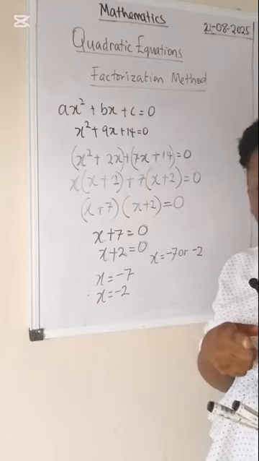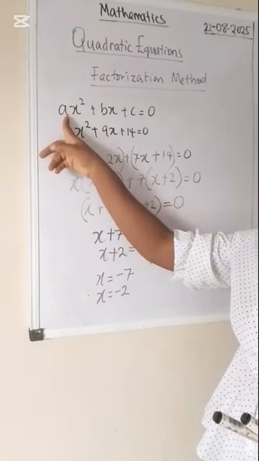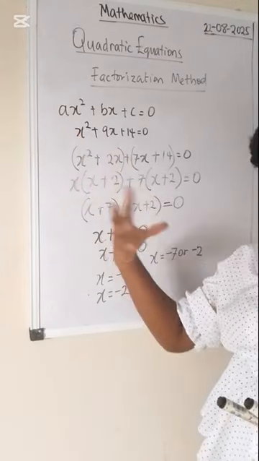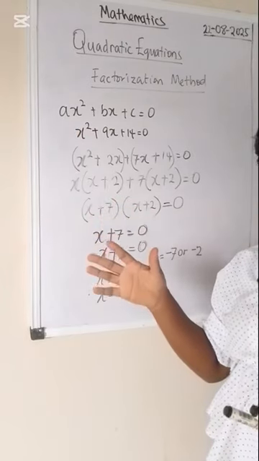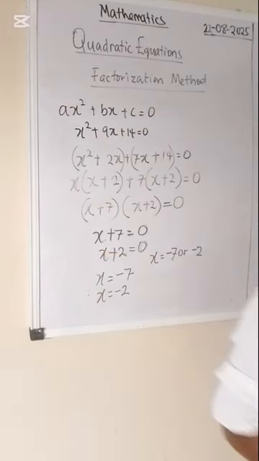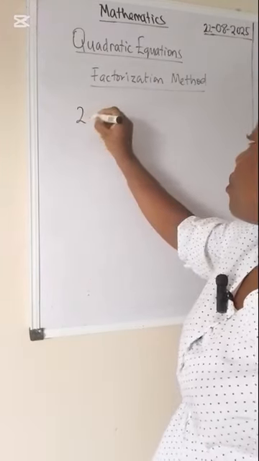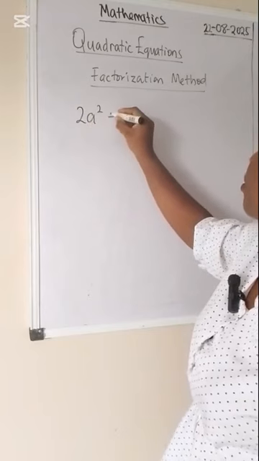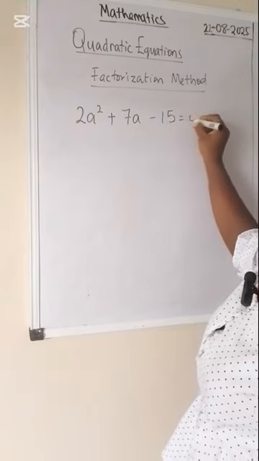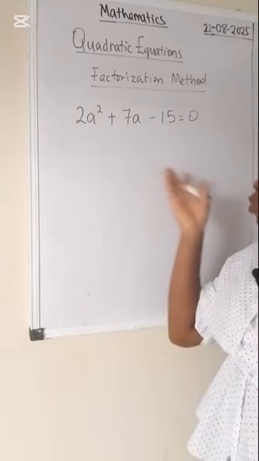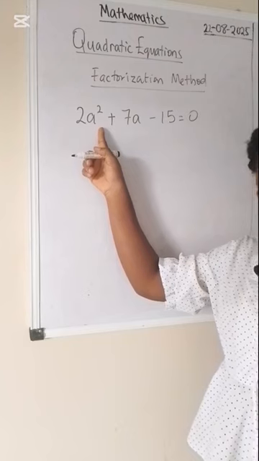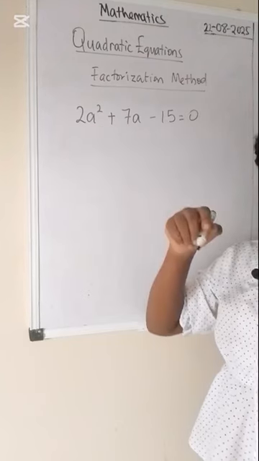Let's take one more example where the coefficient of your x squared is not unity, so you can solve different types of equations given to you. Let's get an example right away. We have 2a squared plus 7a minus 15 equals 0. Now we have this equation where the coefficient of your a squared is not unity. What do we do in this case?